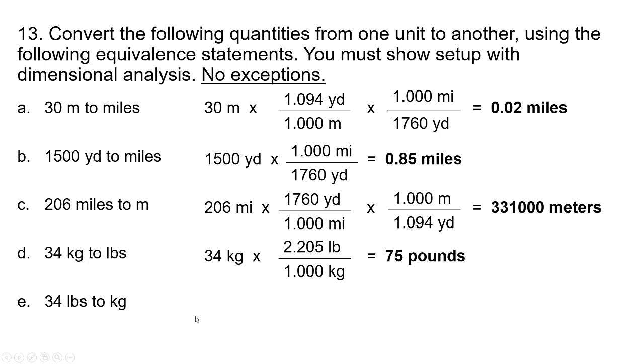Same thing here, except the units are flipped. So I'm going to have 34 pounds. I'm going to divide it this time by 2.205, and you'll find that your answer is 15 kilograms.